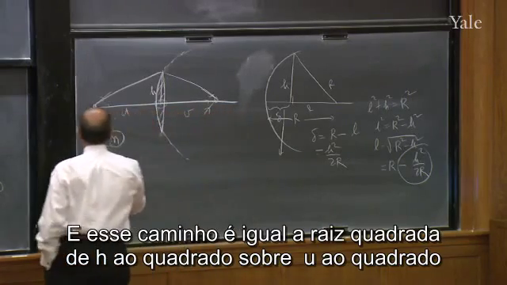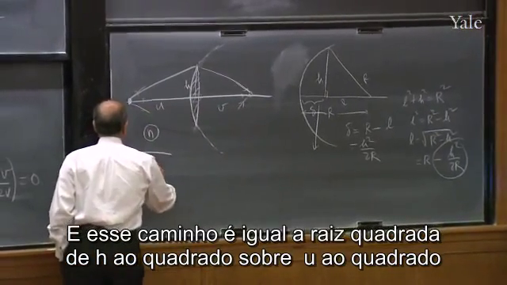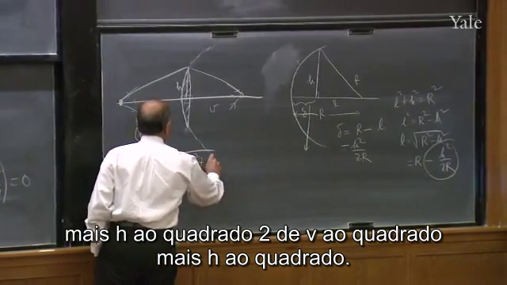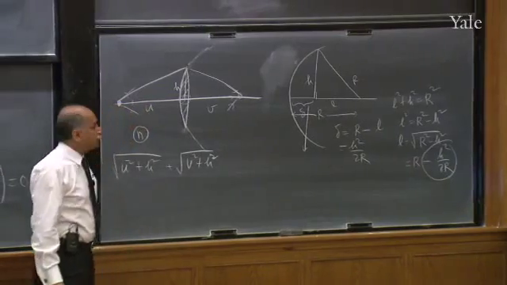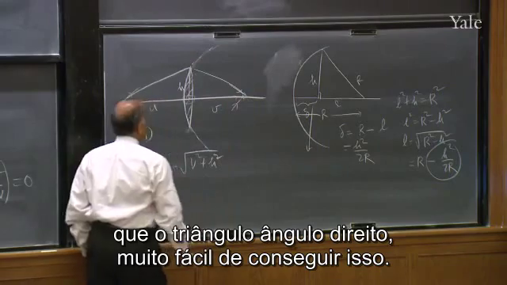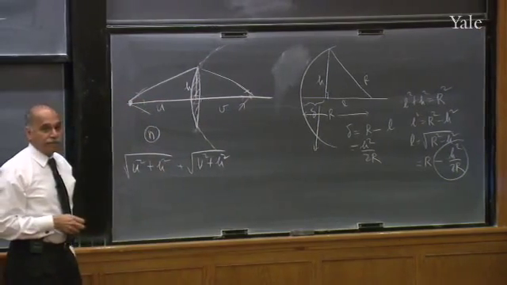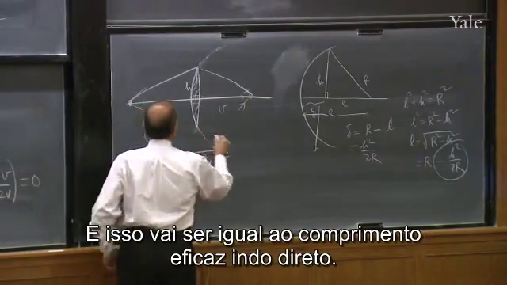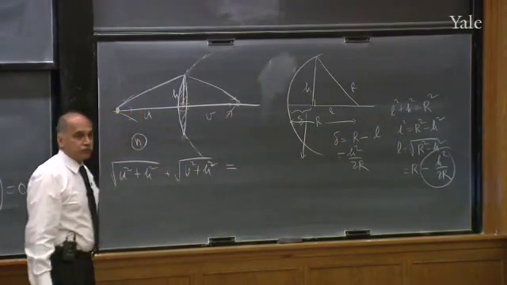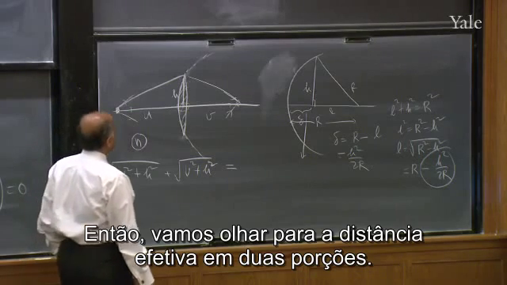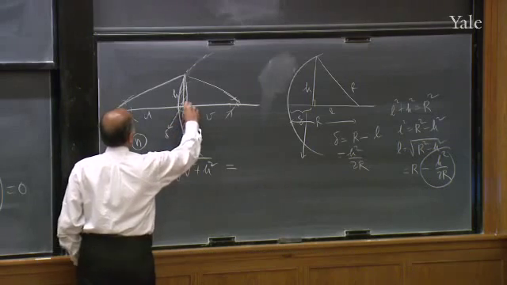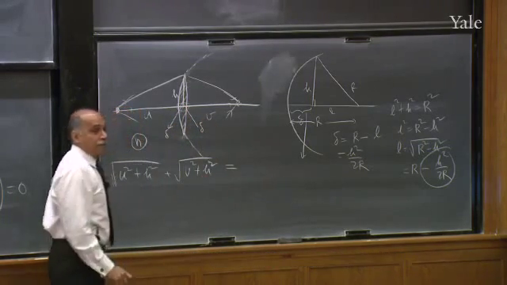That path is equal to the square root of u squared plus h squared plus the square root of v squared plus h squared. Right? By right angle, this right angle triangle, that right angle triangle, very easy to get that. And that's going to be equal to the effective length going straight through. So let's look at the effective length in two portions. That's a segment here of size delta and a segment there of size delta in glass.